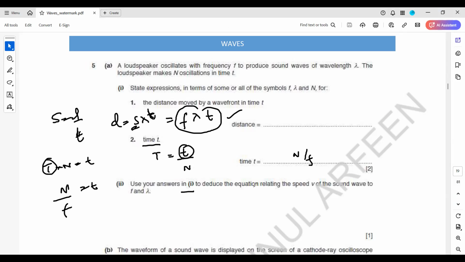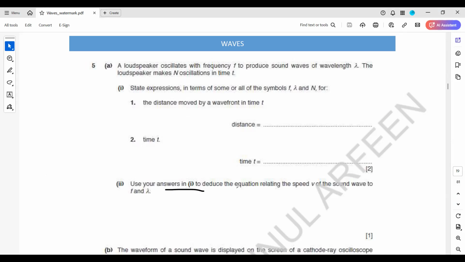Use your answer in A1, deduce the equation related to the speed of sound. So the equation which relates the speed, frequency and wavelength: v equals f lambda. This is a general equation of wave motion, and it is valid for all kinds of waves. Even if it's a light wave or sound wave, it will work with all kinds of waves.